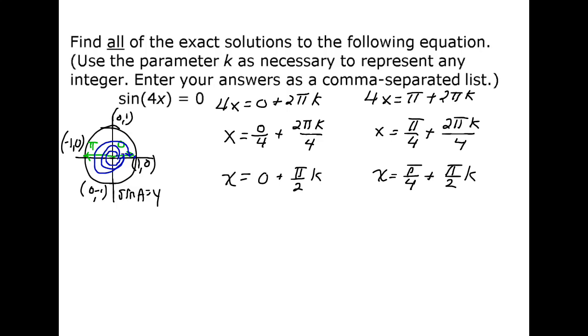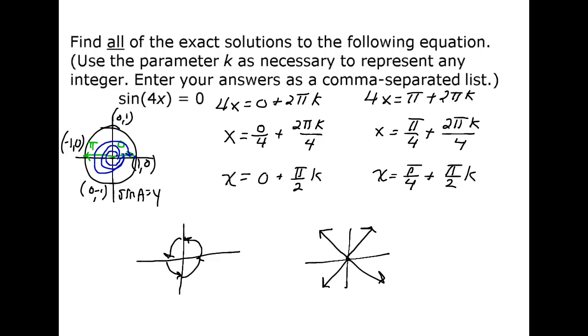Now notice these two angles, 0 plus pi over 2 times k. So pi over 2 times k would stop here, and if k is 1 we'd stop here, if k is 2 we'd stop here, k is 3 here, and so on. If we had pi over 4 plus pi over 2 k, then pi over 4 is here, and then we add on 90 degrees, and that puts us here, another 90 here, and another 90 here.